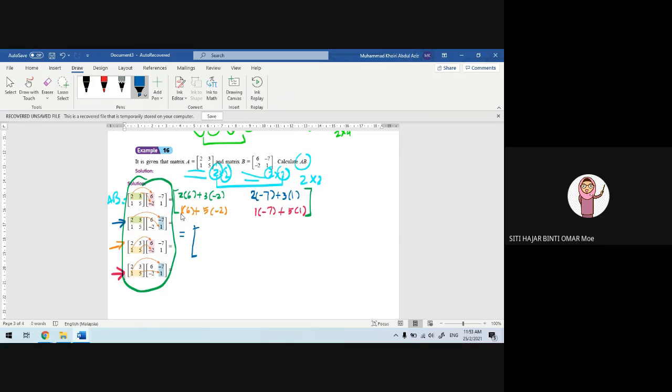So you have 12 minus 6. 6 minus 10. Negative 14 plus 3. Negative 7 plus 8. So your answer is negative 6, negative 4. Sorry, negative 6, negative 4, negative 11, and negative 3. This is your final answer. Okay, that's how you multiply.